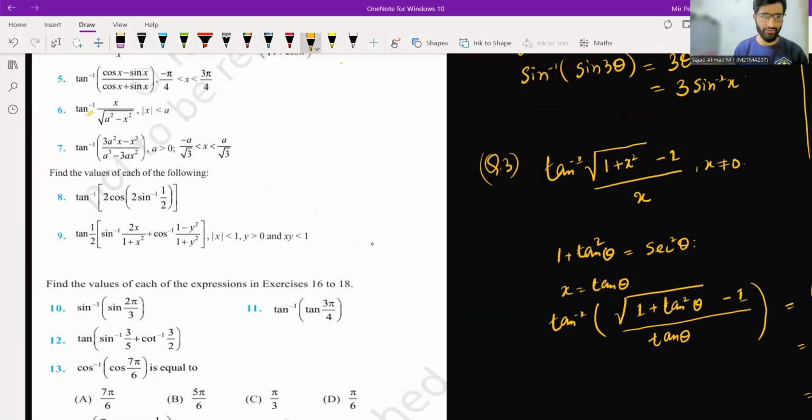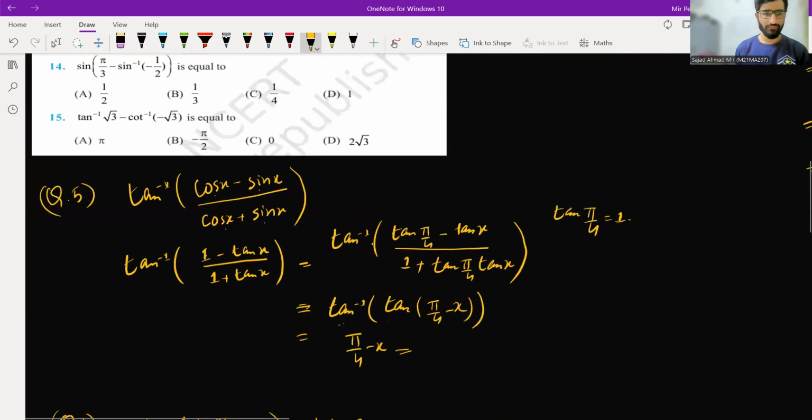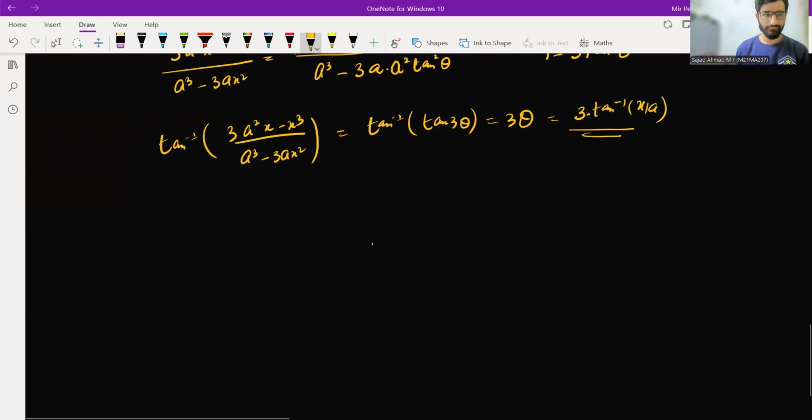Now let's try to evaluate this. Tan inverse of 2 cos of 2 times sine inverse of 1 by 2. Question number 8.